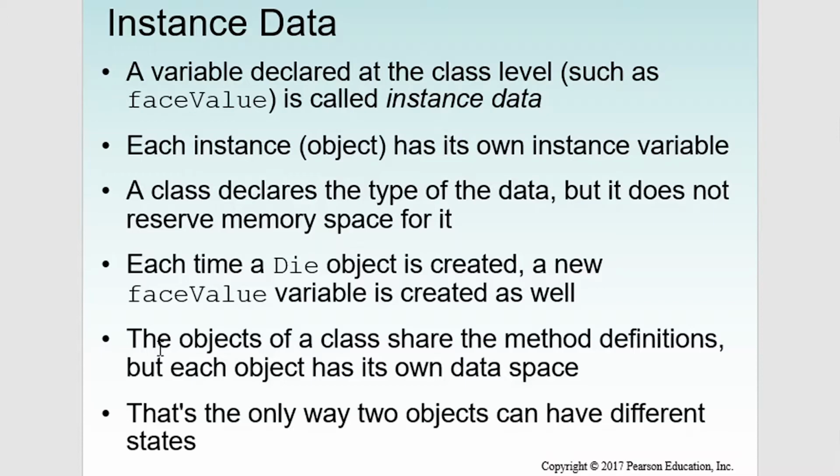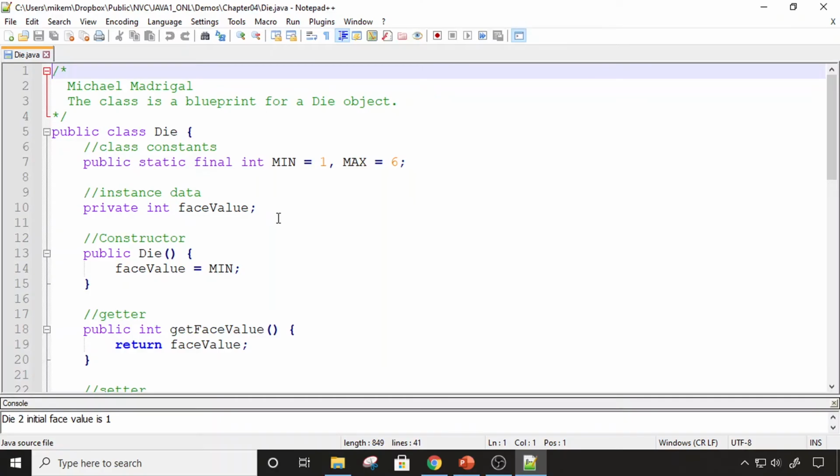So whenever we instantiate an object from a blueprint class, whatever the instance data is gets put into memory. The blueprint is the instructions for that object. So looking back at the die class that I created, here is the instance data. Every time we instantiate an object of the die class, a face value is going to be put into memory. So each instance in memory is going to have its own face value. That's why we can have two die with two different face values.